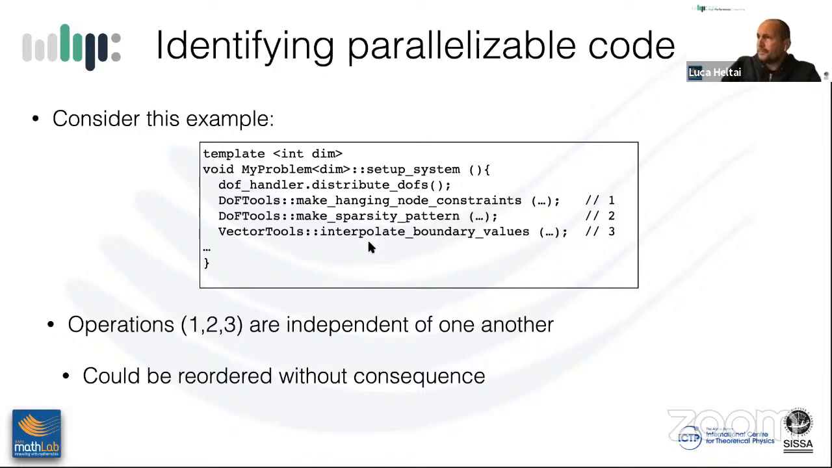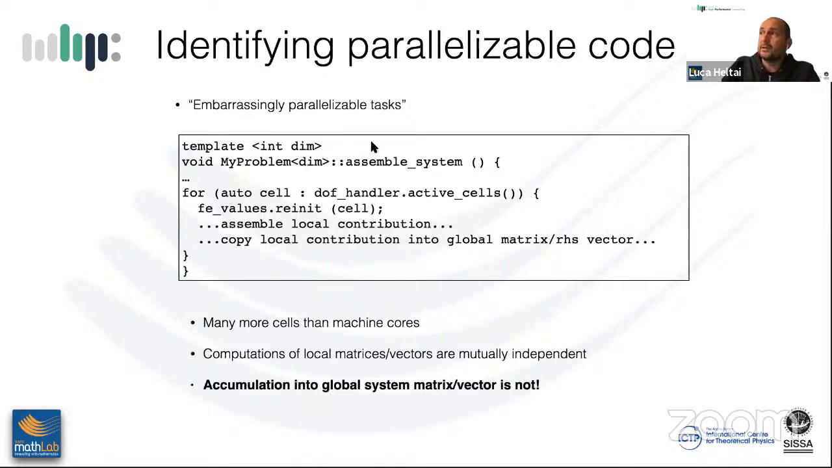Okay, so the next obvious thing that is parallelizable is the assemble system. The assemble system class that we have loops over all cells and does things on each cell. For example, it initializes the finite element values, assembles the local contribution, and then copies this local contribution into the global matrix. In principle, besides the copy and besides numerical round-off errors, because the sums are not interchangeable, you can do this in parallel for different cells. You can reorder the cells and nothing should change in principle.